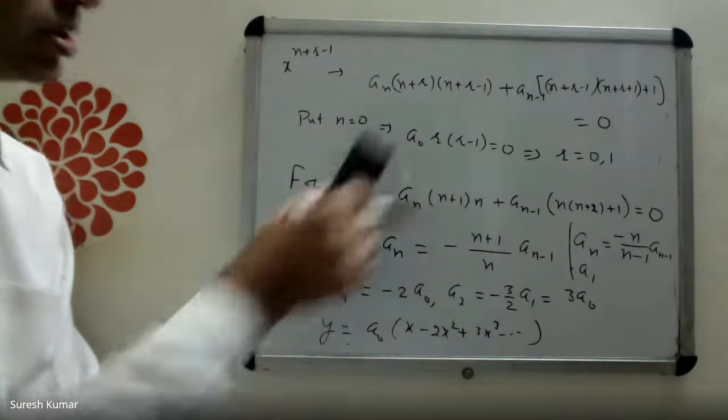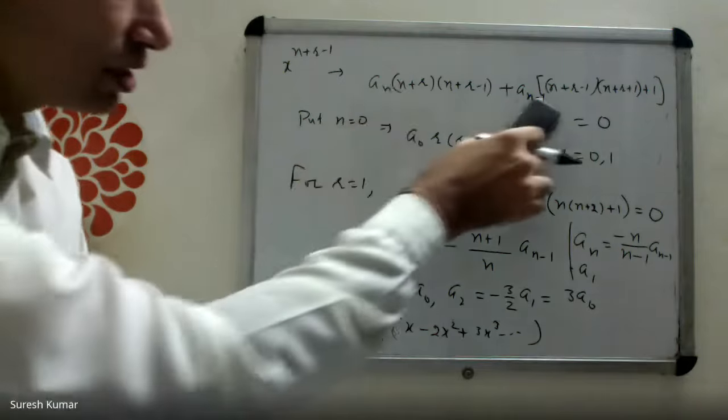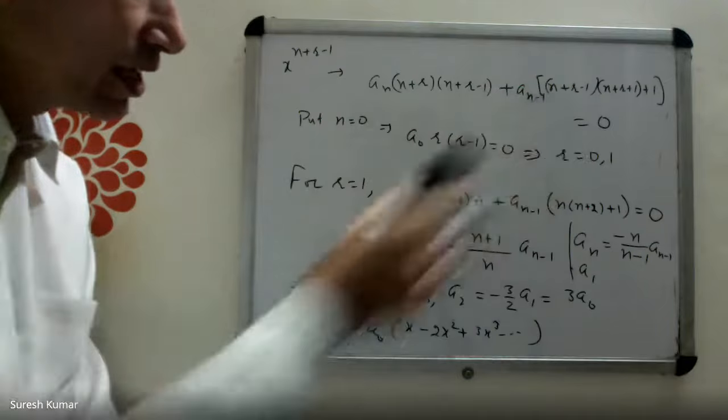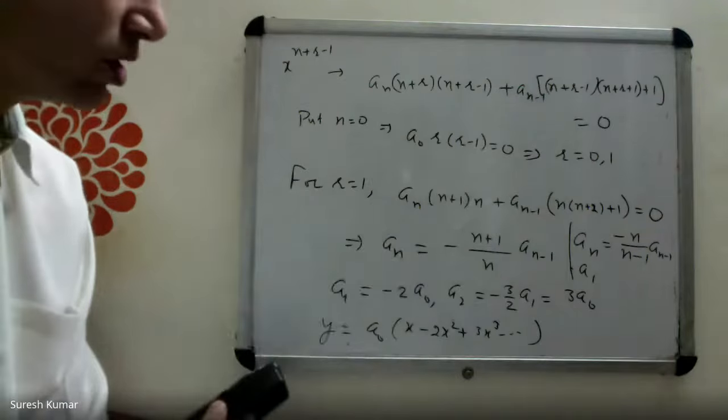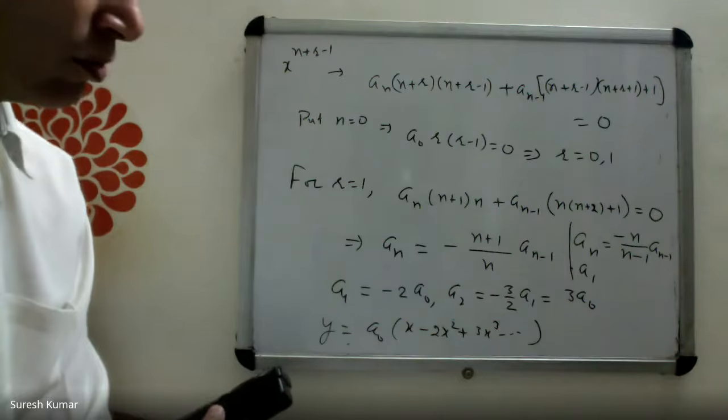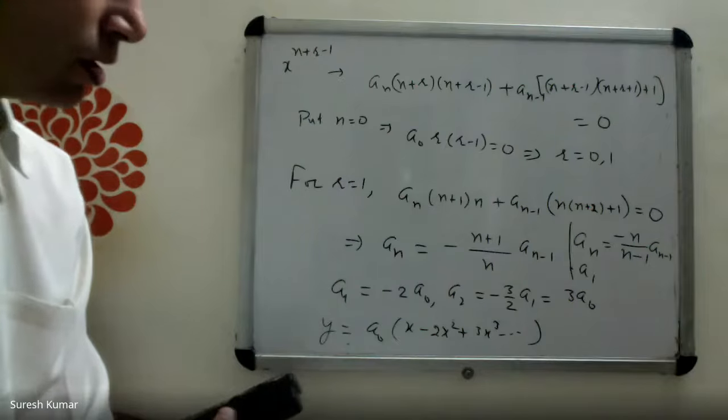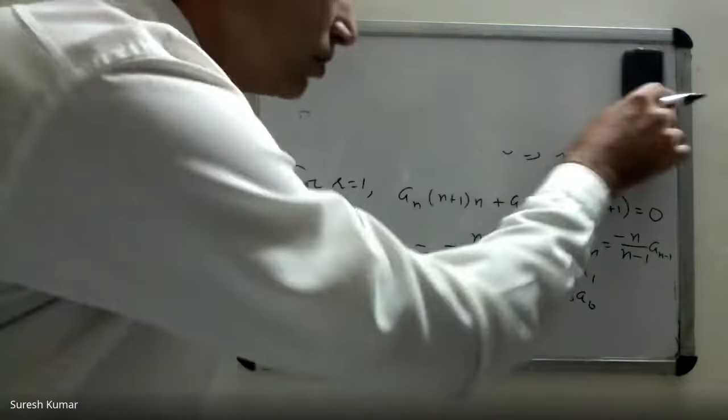Okay, so this is a different problem in the sense, you see there is a difference of only 1, n and n minus 1. In earlier problems, the difference was of 2. Let's see another problem.